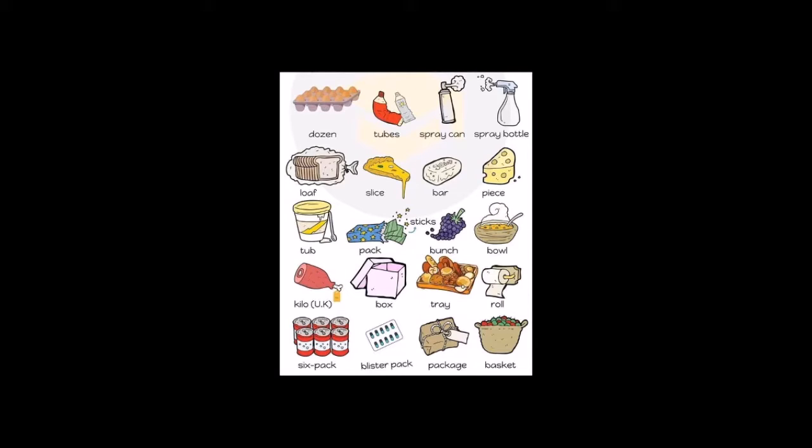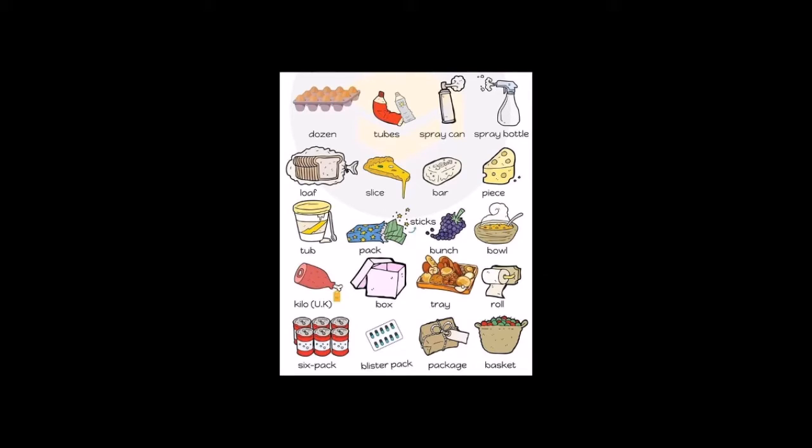Pack, which is similar to a package but in a smaller size, right? A bunch, which is actually whenever we gather or we fasten together a number of things, which are usually of the same kind, as for example a bunch of grapes, right? It's something that we can hold together. We have a bowl, which is a kind of dish that we use specifically for liquids such as soups or stew.